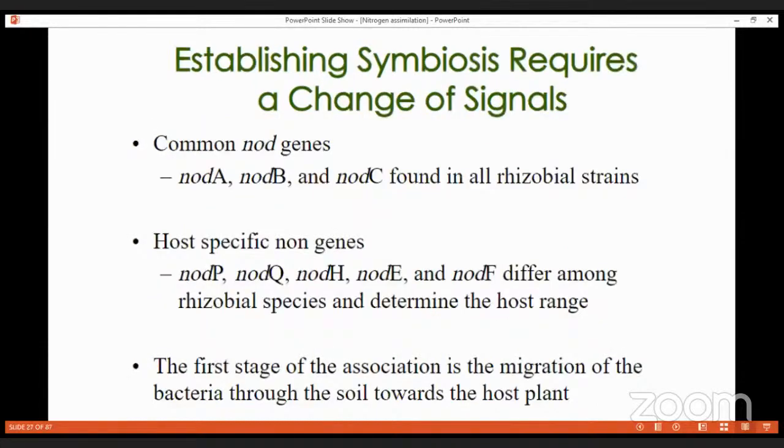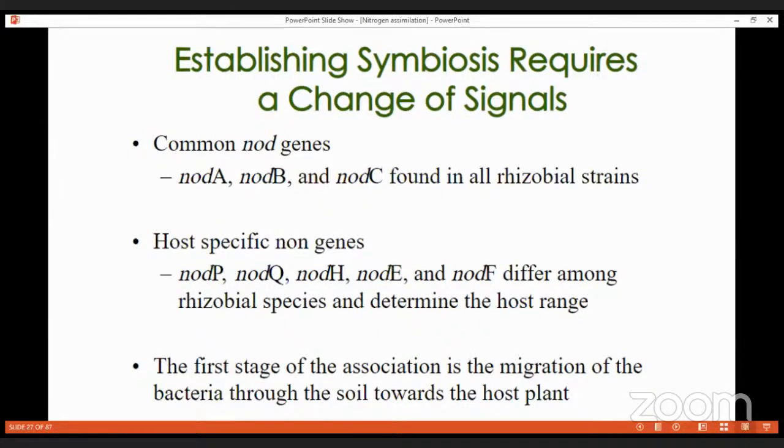Common nod genes of the rhizobial strains are nodA, nodB, and nodC. They are found in all rhizobial strains. Then there are host specific nod genes: nodP, nodQ, nodH, nodE, and nodF. Both are involved in nodulation, that's why they are called nod genes, but there is a distinction in their naming, with ABC and PQHEF. The host specific genes are specific for the different rhizobial species. If it is associating with Medicago, it will be different. If it is associating with pea, it will be different. So there are different host strains.